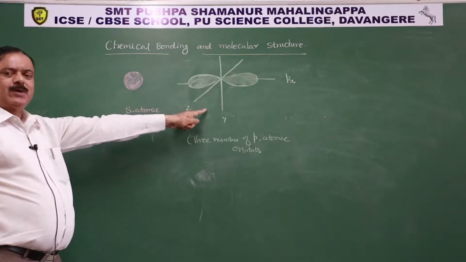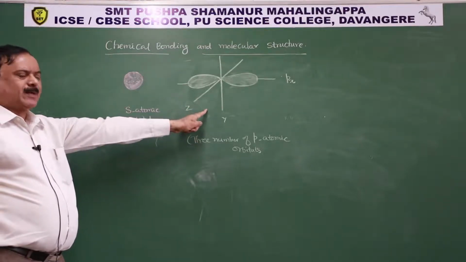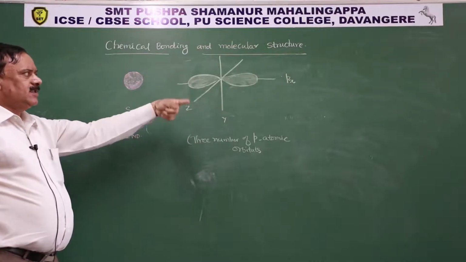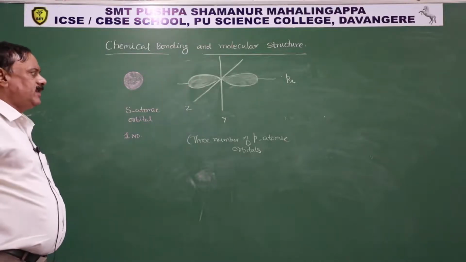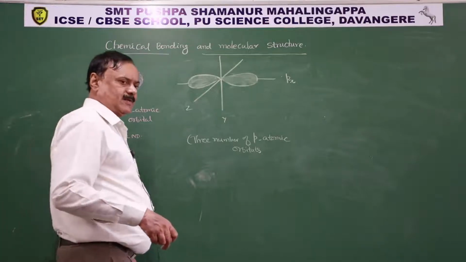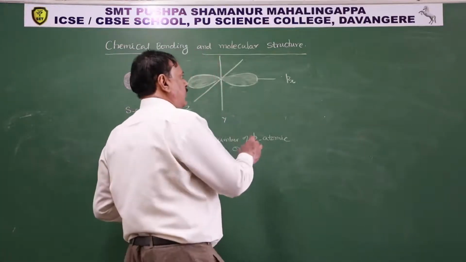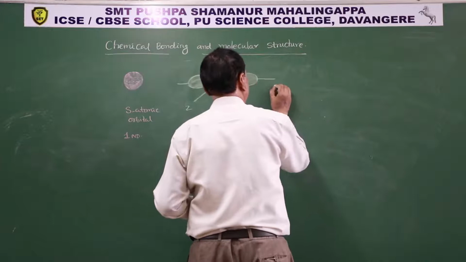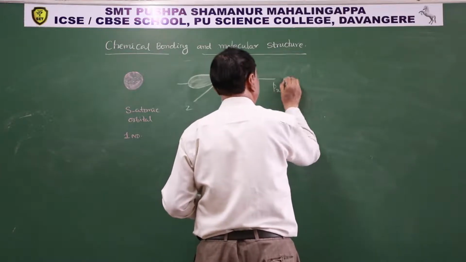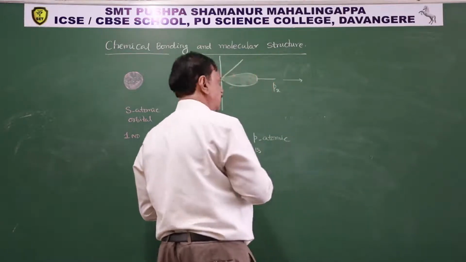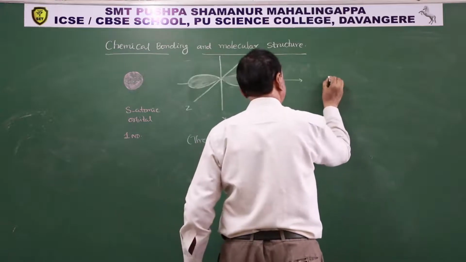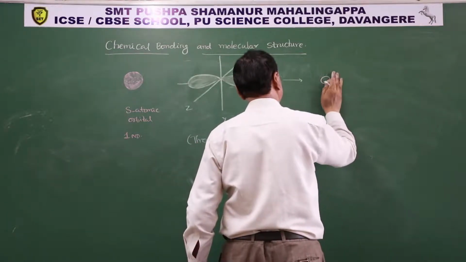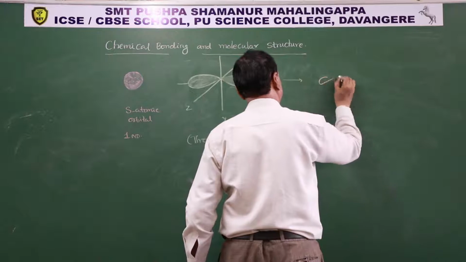On the board I mentioned only one, the px atomic orbital. Just imagine similar py and pz atomic orbitals are also there. By mixing these up, now we have the orbitals after mixing.